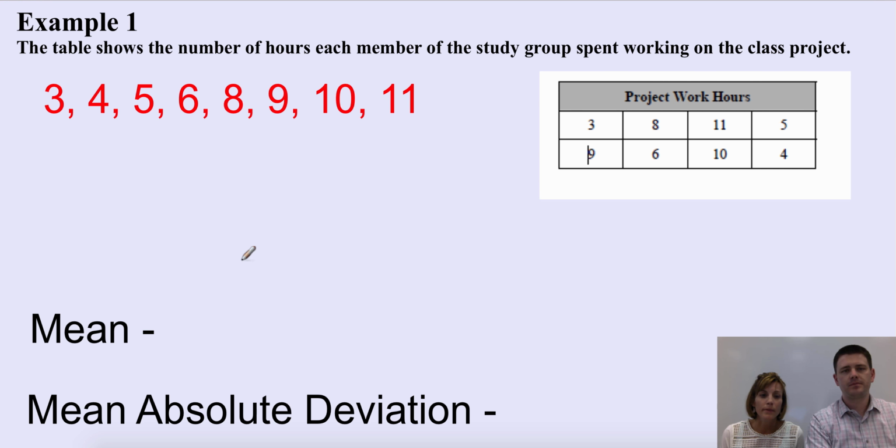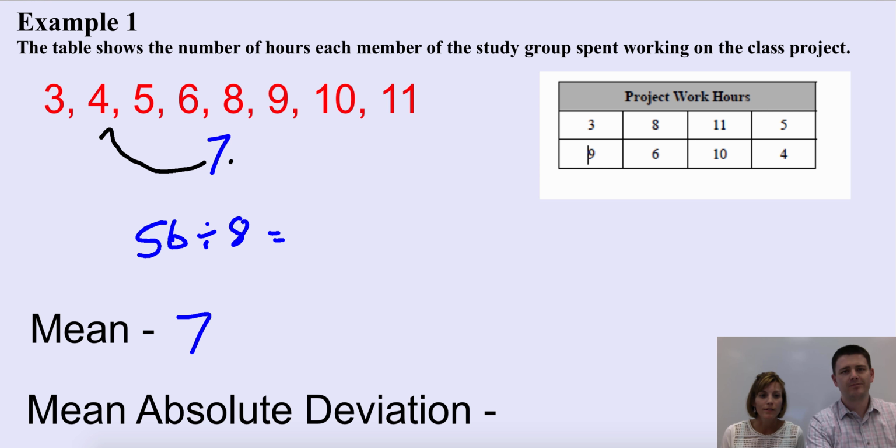In the first example, it's 3, 4, 5, 6, 8, 9, 10, and 11. They show you how to find the mean. It totals 56. 56 divided by 8 gives us an average mean of 7. Step 2, you're going to take that 7 and find the distance from each data point away from 7. For instance, 7 minus 3 is 4.